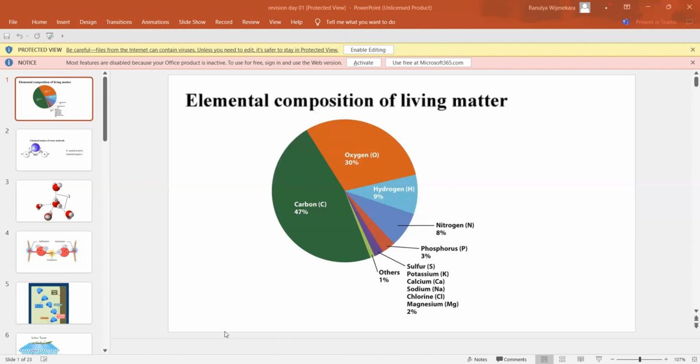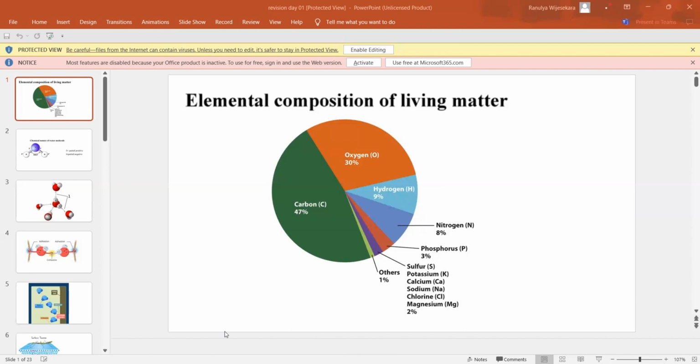What are the macro elements? Calcium, phosphorus, potassium, sulfur, sodium, chlorine, magnesium, those 7. As trace elements, the resource book gives 14 elements: boron, cobalt, copper, chromium, fluorine, iodine, ferrous, molybdenum, manganese, selenium, silicon, tin, vanadium, zinc. When those 14 and those 7 are added together, what happens?